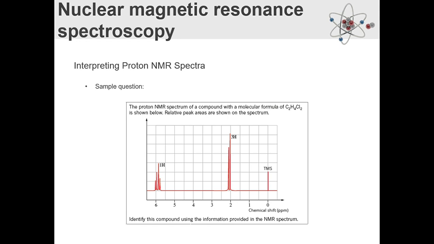Here's a sample question. The proton NMR spectrum of a compound with a molecular formula of C2H4Cl2 is shown below. Relative peak areas are shown on the spectrum. Identify this compound using the information provided in the spectrum. What I'm going to do is give you 10 seconds to pause the video. And then after those 10 seconds, you can unpause it. I'll give you a hint and then I'll let you pause it again.